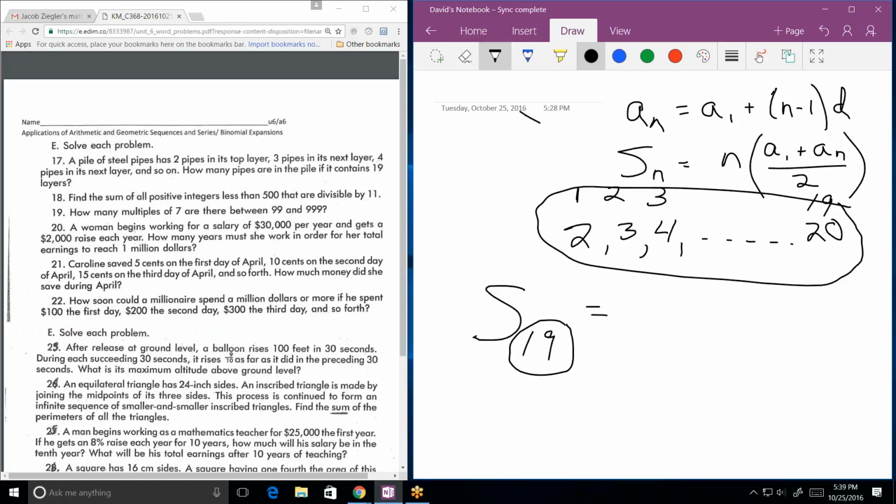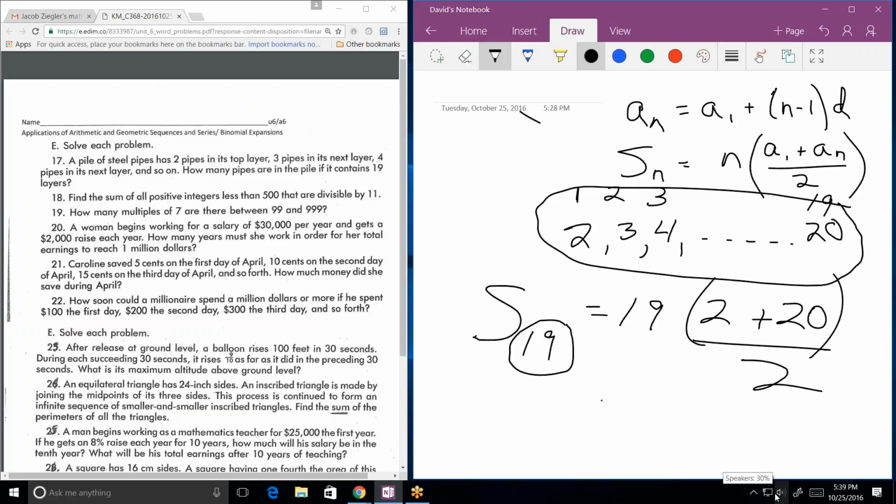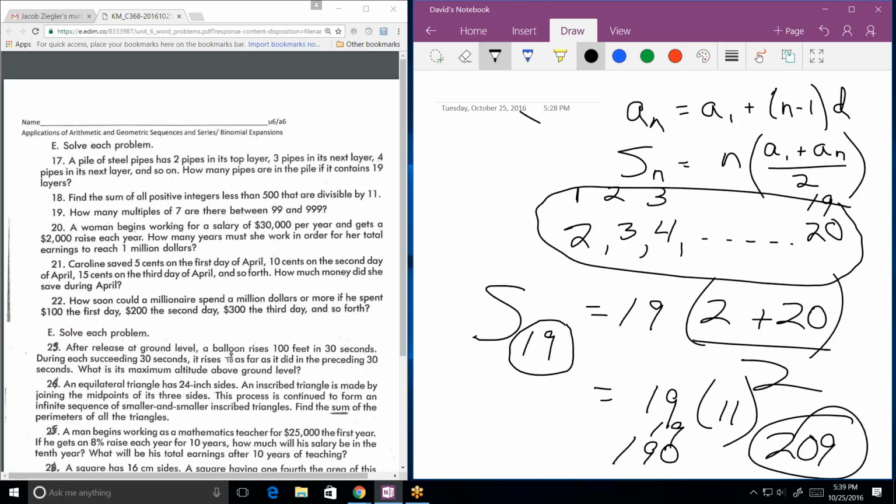Well, n is 19. First term is 2. Last term is 20. Divide by 2, and we're going to have our answer. 19 times 11. 201. No, 209. 208, I think. Let's see. 10 times that is 190. And if I add one more 19 to that, it's 209. That should be the answer.